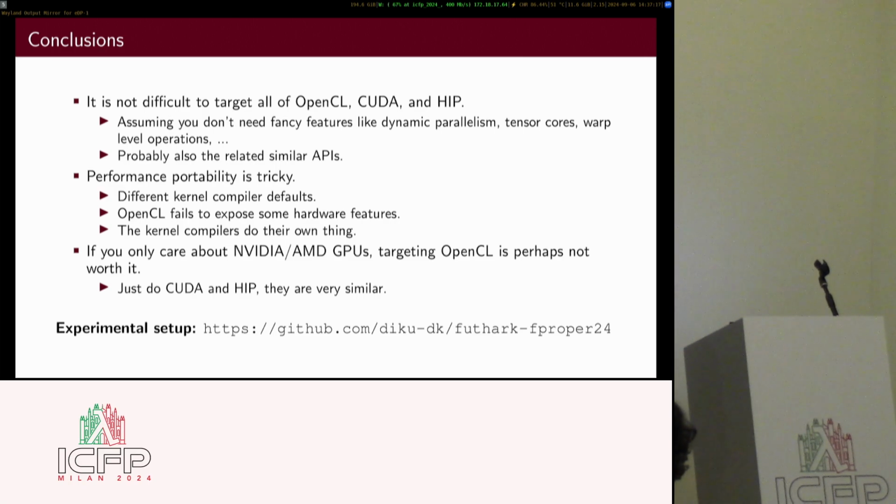So if you only care about targeting standard NVIDIA and AMD GPUs, I would suggest that targeting OpenCL is probably not worth it, because most of the problems that we talked about here are, in some sense, OpenCL's fault. Now, with OpenCL, you can also target Intel GPUs, which you might find important. And Intel also has their own family of APIs that I haven't investigated, so maybe there's another way of doing that. So I would suggest just doing CUDA and HIP, because they're very similar, and then you can run on AMD and NVIDIA GPUs, and those are the most important ones for HPC anyway.